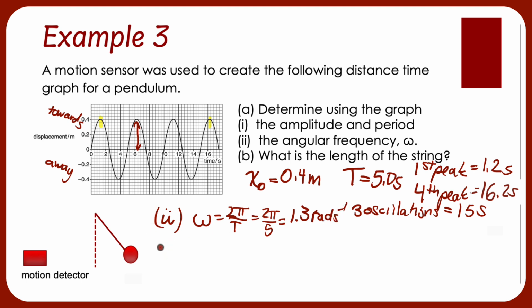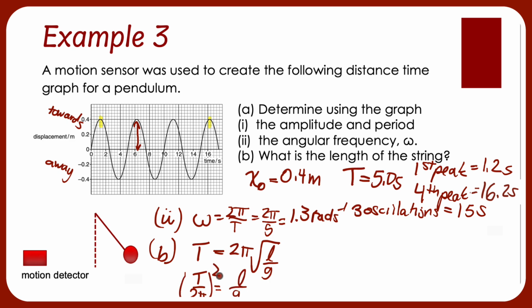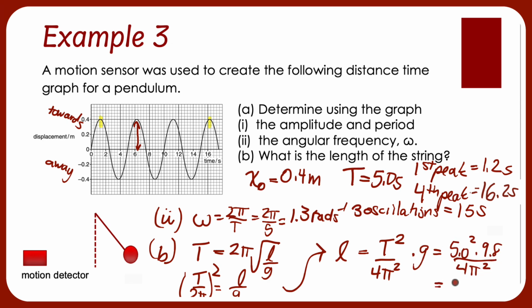And then finally, B. What is the length of the string? Period is 2 pi root length over g. Again, I'm going to move that around. Period over 2 pi would be root L over g. So I'm just going to get rid of the root sign and square this. My length will be T squared over 4 pi squared times g. And picking it up in my calculator, I get 6.2 meters.